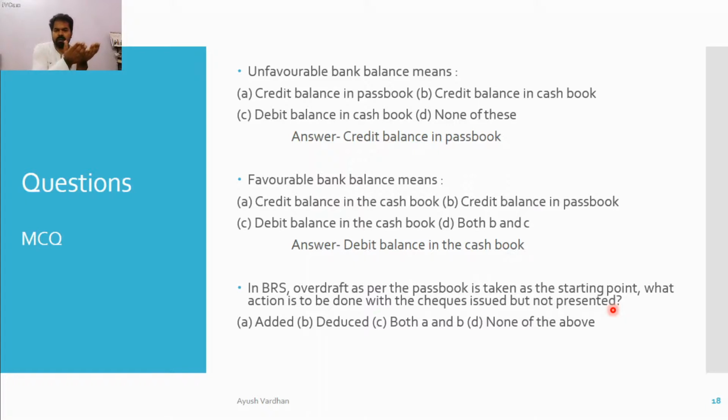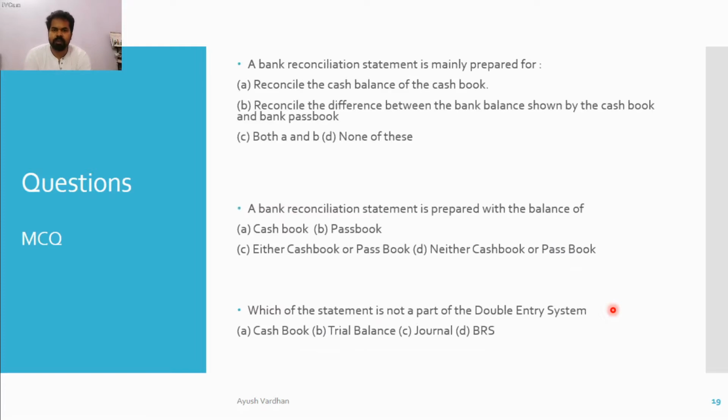In the BRS, overdraft as per the passbook is taken as the starting point. What action should be done with the check we issued but not presented? We have started with the passbook, and the check is issued but not presented, so our target book is our cash book. When we issue a check, we make an immediate entry, so that goes on the negative side. Once that goes on the negative side, our target book goes negative, so we will make it reduced. So here the answer given is wrong. It should be reduced.